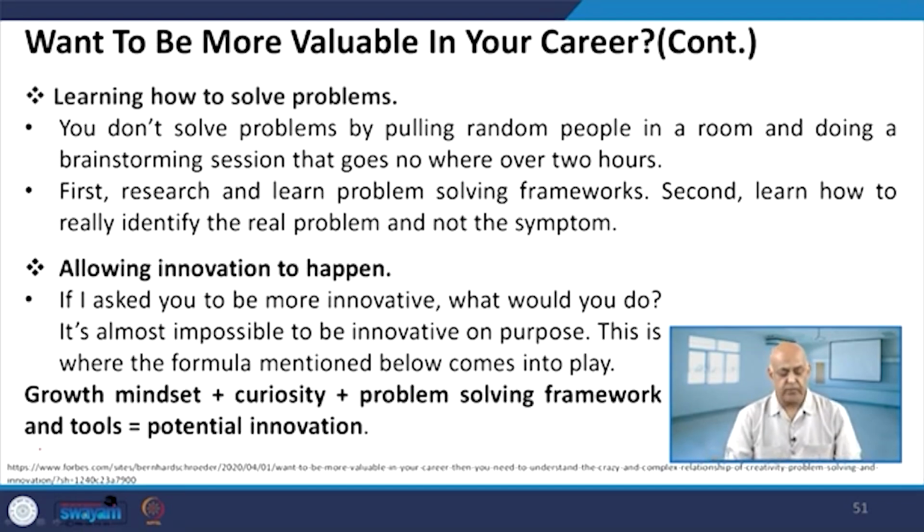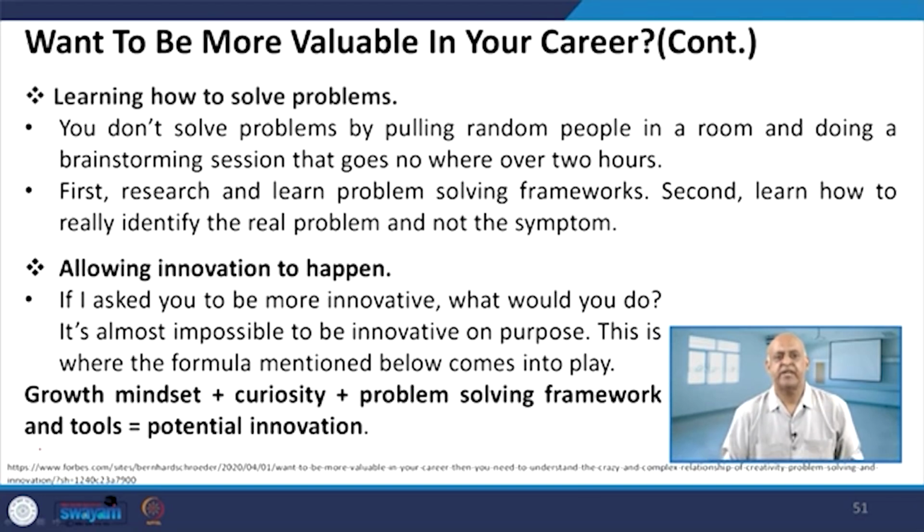Now, allowing the innovation to happen. If I asked you to be more innovative, what would you do? It is almost impossible to be innovative on purpose. This is where the formula mentioned below comes into play: growth mindset, which is very important for an individual. Then he should have the curiosity, and on the basis of that curiosity he will develop the problem solving framework, and tools will be designed, and finally, the potential innovation will be there.